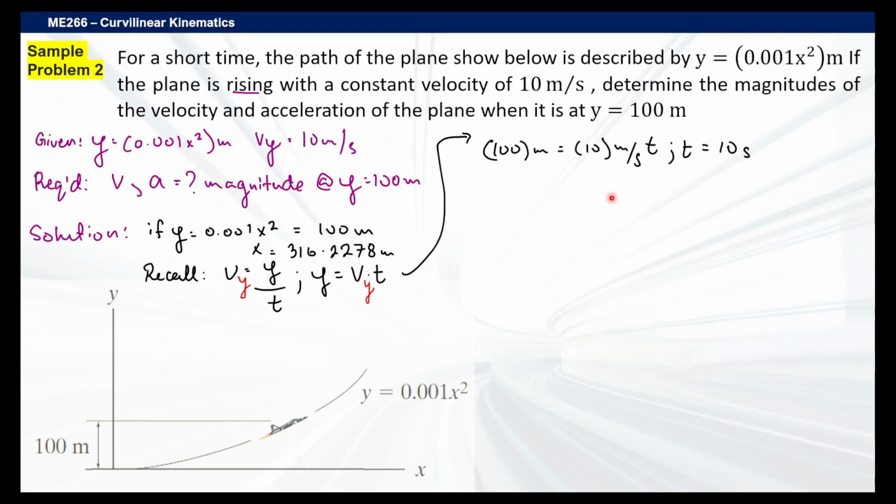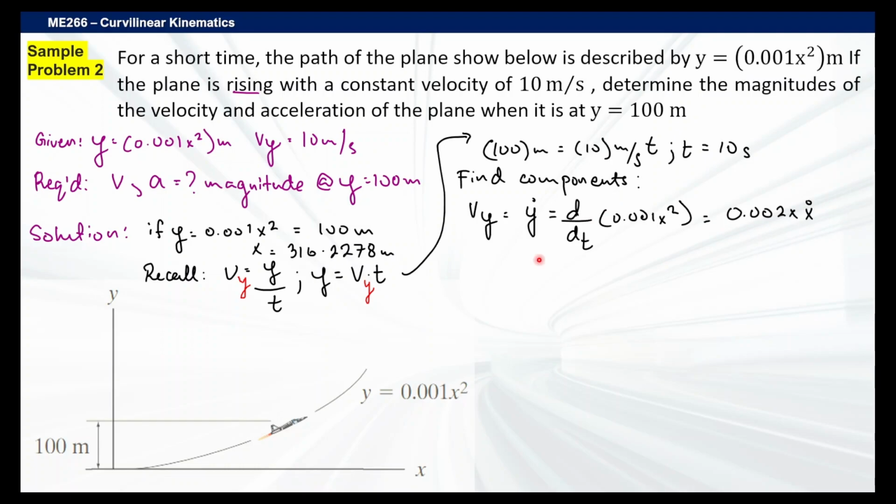From here, since we know now yung time natin, we can usually solve this like the first one, the example problem 1 natin, and we can solve na by components. So we can start by Vy, y prime, which is first derivative of position y, d over dt, where y is 0.001 x squared, which is 0.002 x dot.